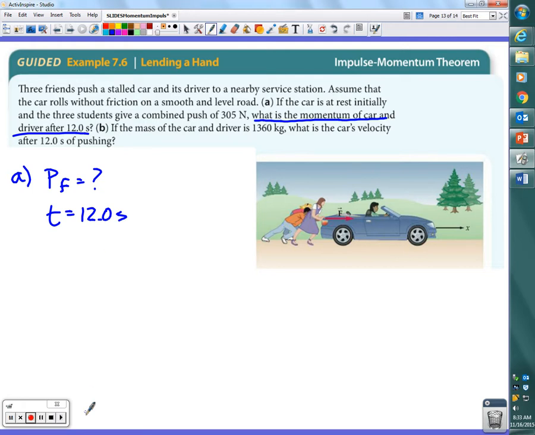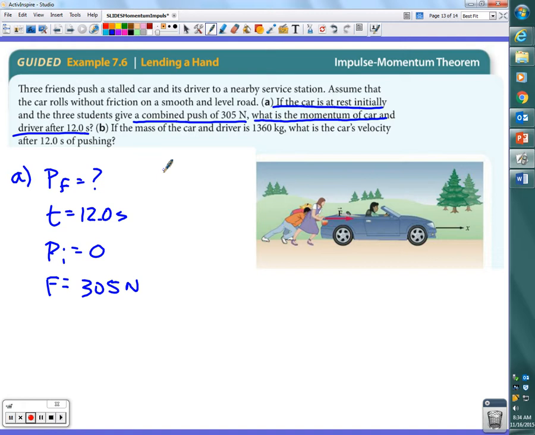A little bit earlier in the problem, they told us 2 things about this car, right? If the car is initially at rest, okay, that gives us an initial velocity, but it also gives us an initial what? Momentum as well, right? So we know now that the initial momentum has to be 0, because regardless of what the mass of the car is, if its velocity is 0, it has no momentum. And then 3 students give a combined push of 305 newtons. That's going to be our force. Okay? Good there?